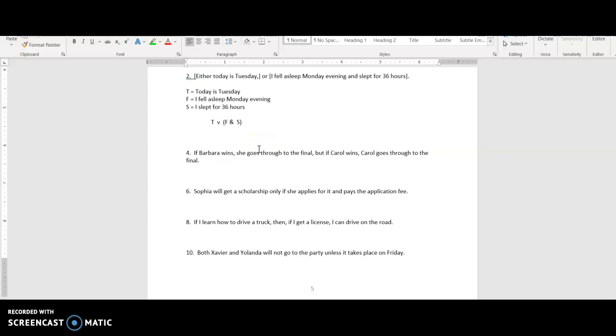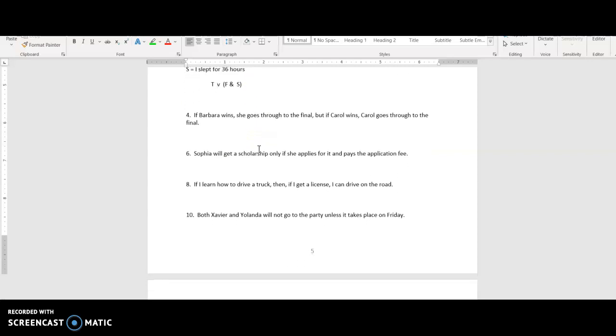Okay. All right, number 4. If Barbara wins, she goes through to the final. But if Carol wins, Carol goes through to the final. All right. So again, we've got multiple operator words. We've got an if there. We've got a but, which, as you've seen, is generally a conjunction. Another if here. So again, you got to think about what's the structure of this sentence. Like, what's the main operator? If Barbara wins, she goes through to the final, but if Carol wins, Carol goes to the final, right? It's not like it's all if, all right?